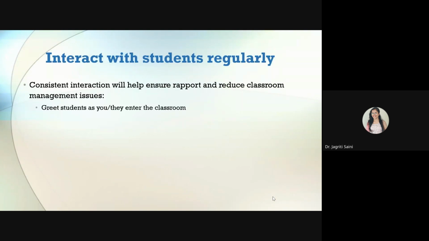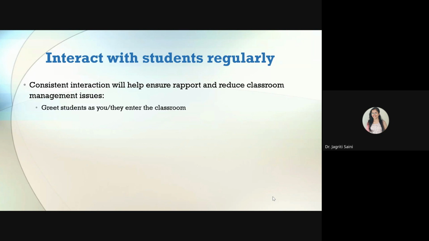The consistent interactions that we need to follow after this. Once you have established your first day regulations, once you have established your rule book, once you have established the connection with the subject or with the curriculum that you are going to teach, with the syllabus, the next part is we need to ensure that we interact with the students regularly.